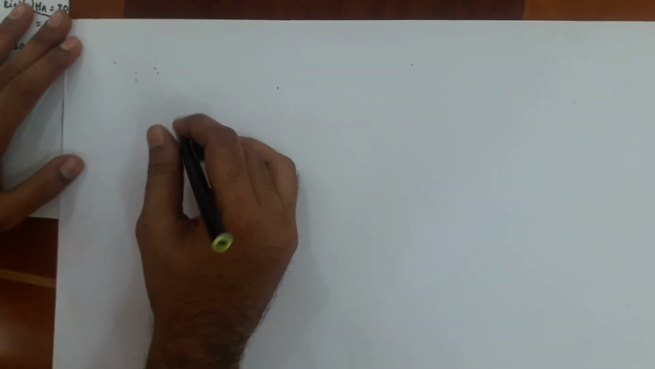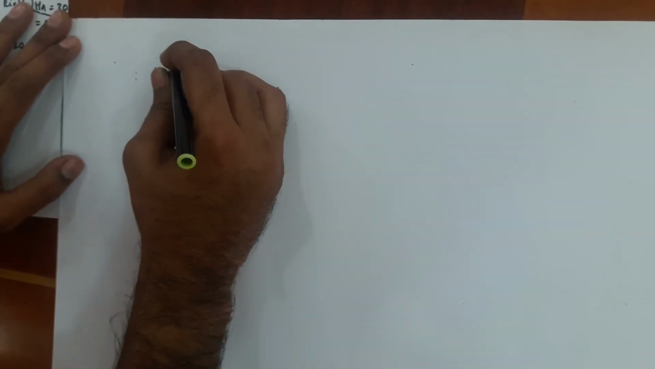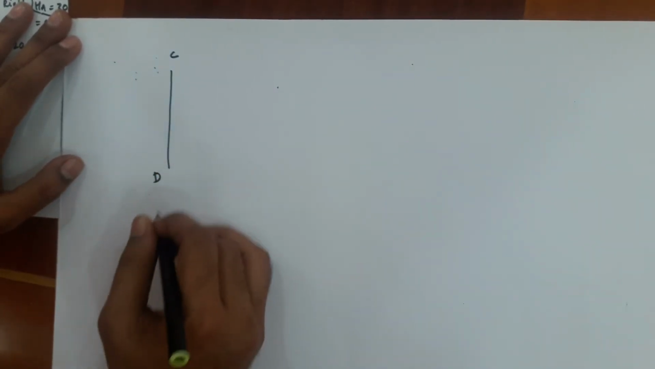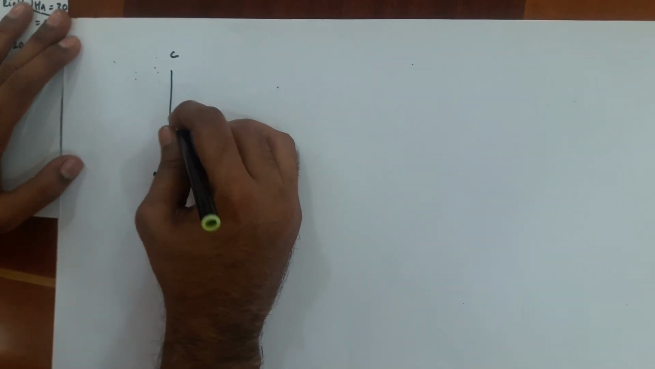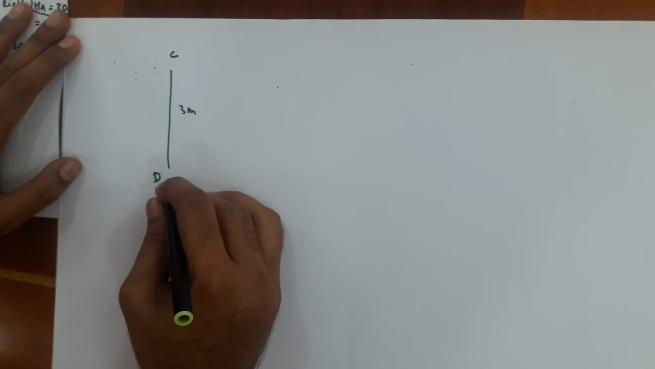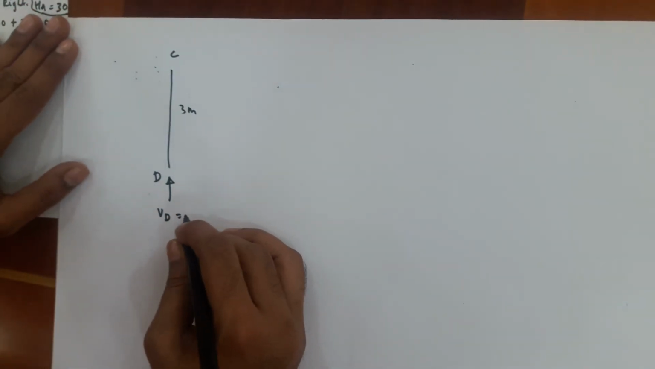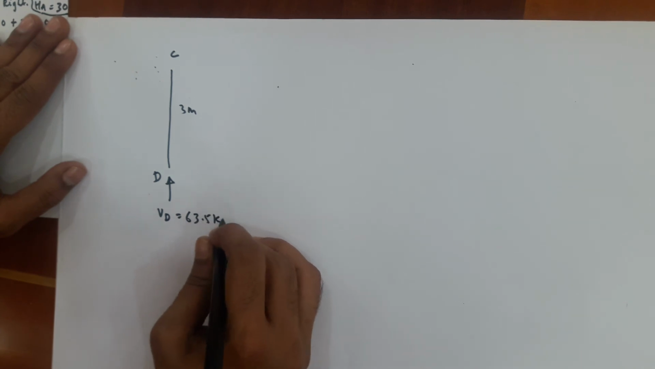Last member CD. Draw the free body diagram of member CD. C, D, you do not have any load. The length of member CD is 3 meter. You have one reaction here, VD, equal to 63.5 kilonewton, and you do not have any load.